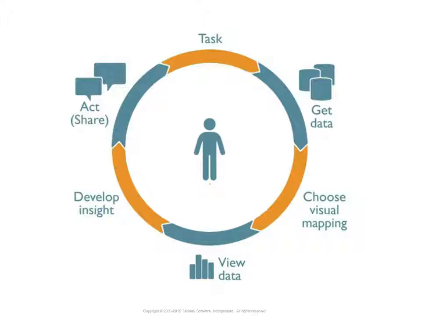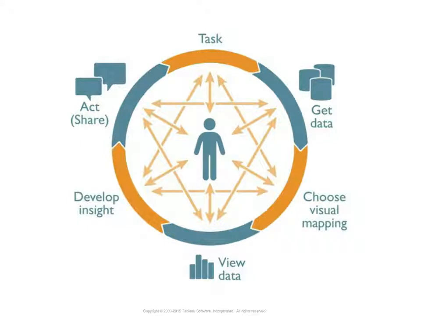However, the reality of it when you study people is that it's actually a very complex backtracking process. You start with the task, you go off and get the data, you choose a visual mapping to look at your data, you look at the view, and typically the view isn't actually helping you answer your question or come to a decision. So you backtrack.